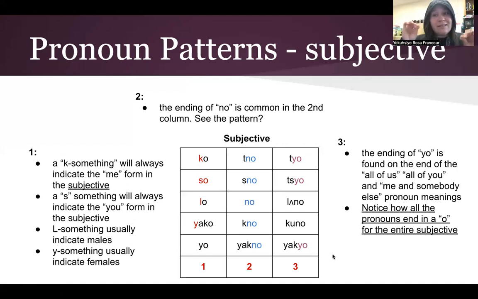Also, this is a unique pattern to the O stem. Notice, this is a big one. Notice how all of the pronouns end in an O for the entire subjective. All of them. Every single pronoun ends in an O. That's important. Not every stem is like that. This is unique only to the O stem. So just FYI. Some stems have their own unique patterns that are different from other stems. So this is one of them.